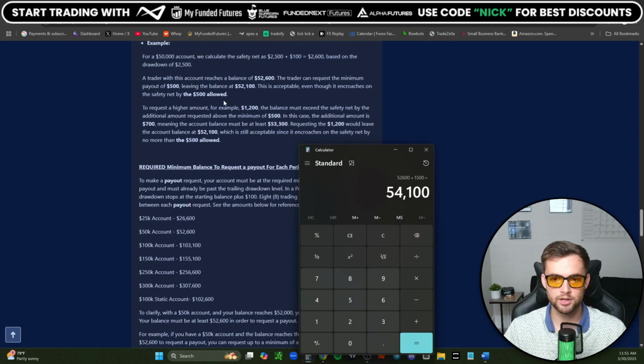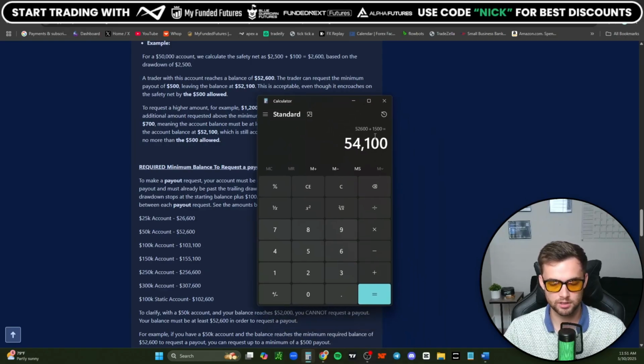So if you look right here, for a $50,000 account, we calculate the safety net is $2,500. This is your drawdown plus $100, which equals $2,600. A trader with this account reaches the balance of $52,600. The trader can request the minimum of $500, leaving the balance at $52,100. So that's why I only did plus $1,500, because you already got that there. Now, the downside to that is when you withdraw the $2,000, you only have about $2,100 left to draw down. But if you have a good trading plan and good risk management strategy, you should be fine.